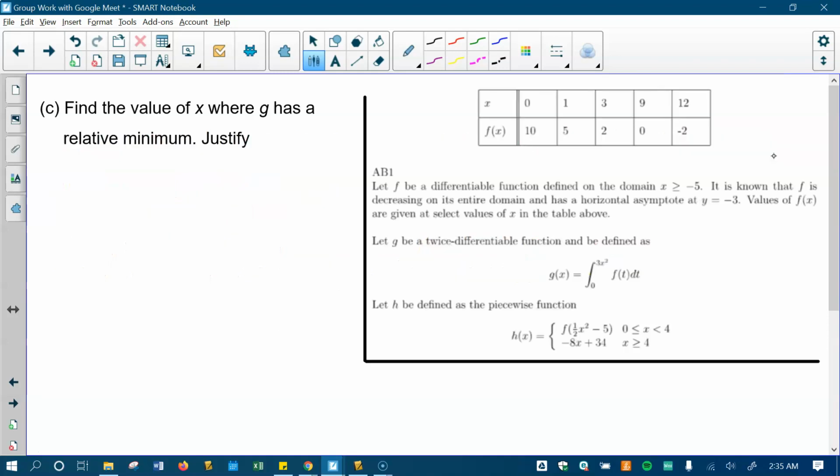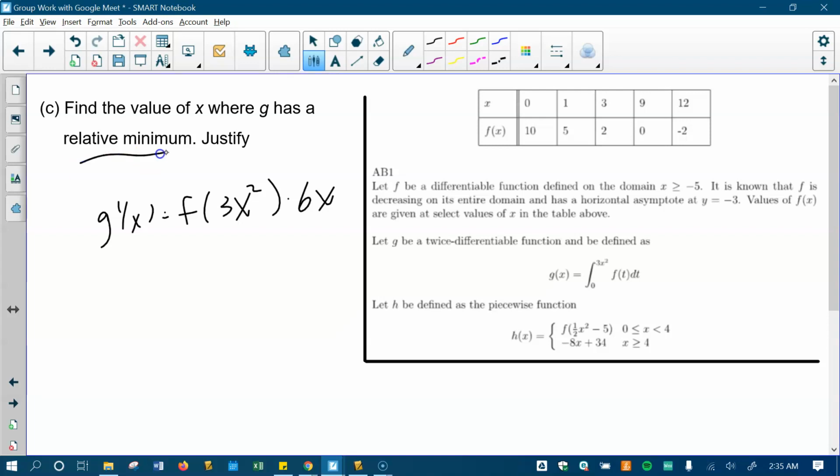Okay, this one says find the value of x where g has a relative min and justify. So to find a relative min, we need g prime, and we have g prime. G prime of x, we said in part A, was equal to f of 3x squared times 6x.